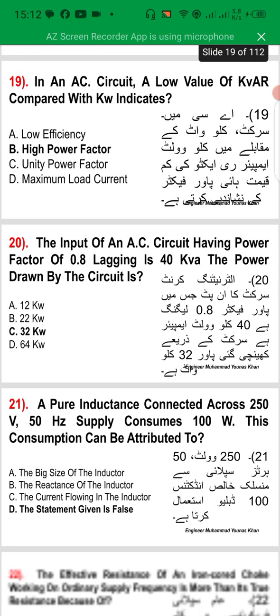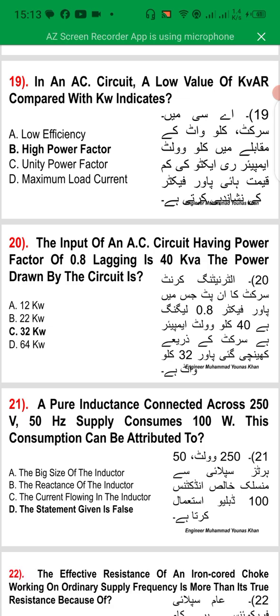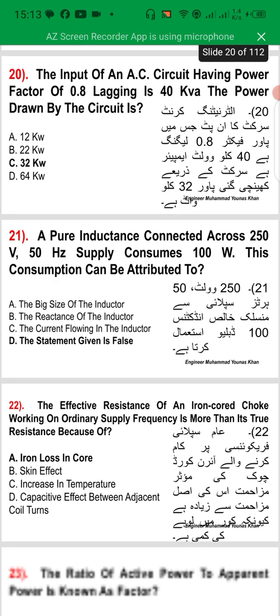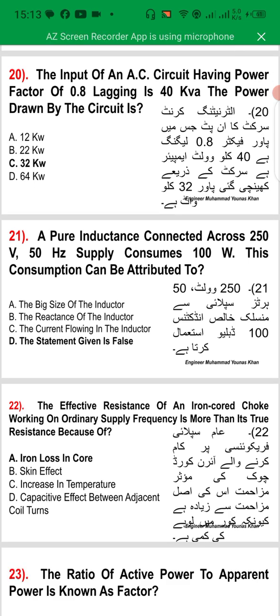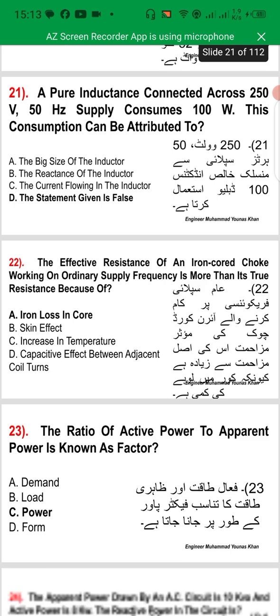In an AC circuit, a low value of kVAR compared with kilowatt indicates high power factor. The input of an AC circuit having power factor of 0.8 lagging is 40 kVA. The power drawn by the circuit is 32 kilowatt.